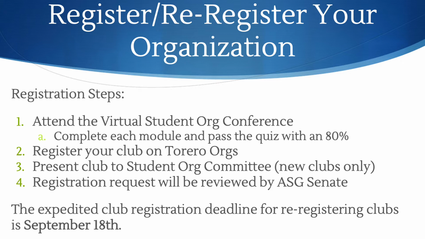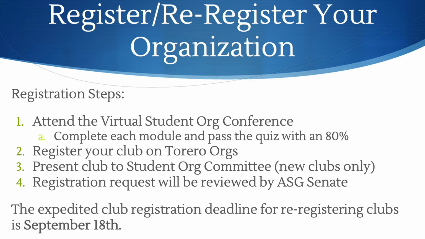Once you've completed the virtual Student Org Conference, you can register your club via Torero Orgs. From there, new organizations will be asked to present a summary of their organization, including its mission and values, to the ASG Student Org Committee. After this, the Senate will review all registering organizations to give a final stamp of approval. A member of the organization is welcome to attend the Senate meeting where their club will be reviewed, but this is not a requirement for approval.